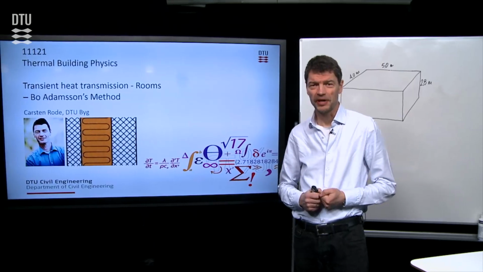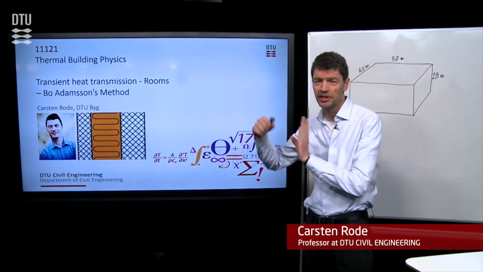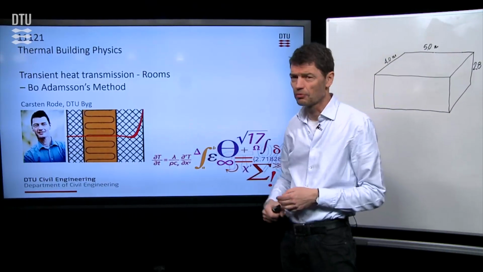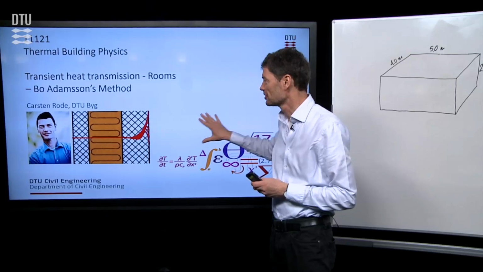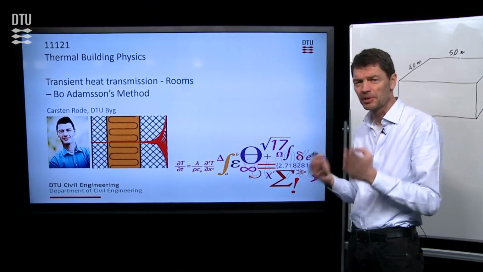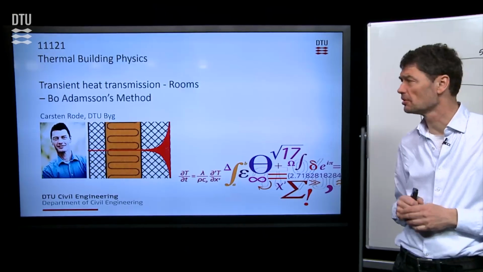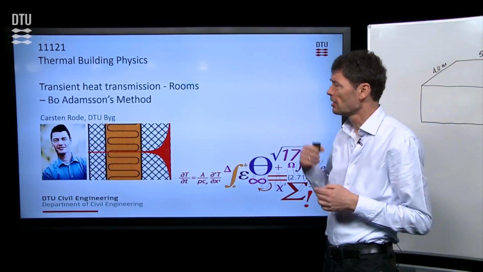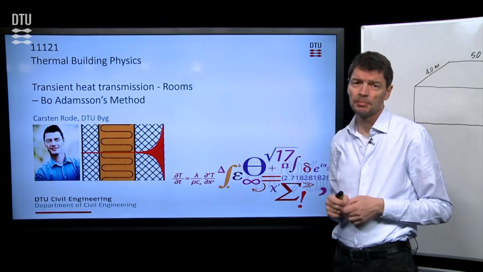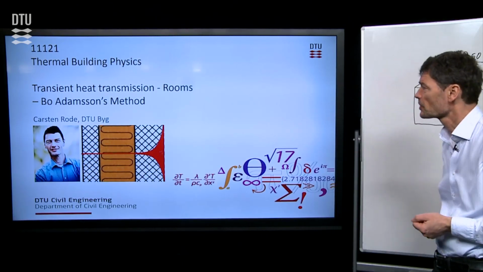Welcome to this lecture on transient heat transmission, the second part, where we talk about transient conditions for rooms, where before we have talked about conditions for walls. Now we're talking actually about conditions for rooms that are adjacent to the walls, because the walls give some thermal capacity also to the rooms, and possibly other objects in the rooms than only the walls. The method that we're going to talk about in these few slides was invented by the former Swedish professor Bo Adamsson, so we call it Bo Adamsson's method.